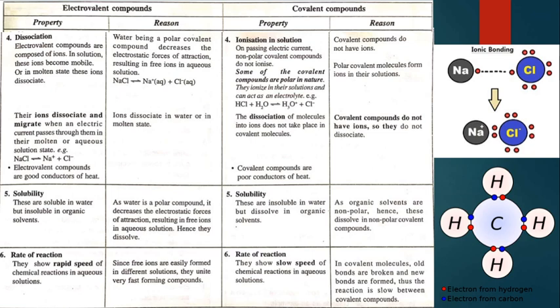So in ionization, the ions are not present initially. They are formed during the course of the reaction as positively or negatively charged ions. That is known as ionization. Okay, let's see dissociation in electrolyte compounds.